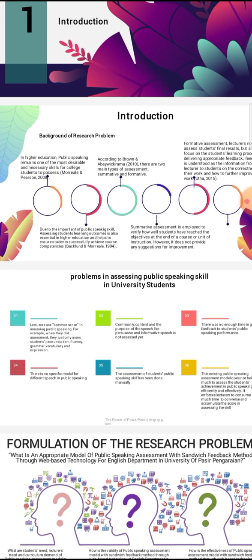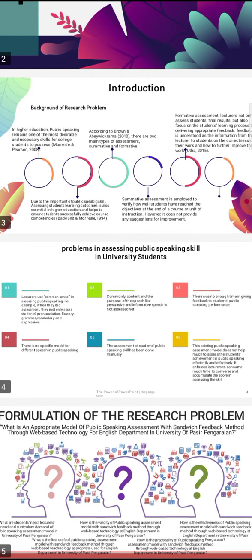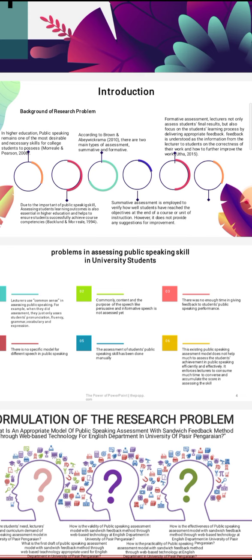According to Brown and Abeywickrama 2010, there are two main types of assessments, summative and formative. Summative assessment is employed to verify how well students have reached the objective at the end of the course or unit of instruction. However, it doesn't provide any suggestion for improvement. In formative assessment, lecturers not only assess students' final results, but also focus on students' learning process by delivering appropriate feedback. Feedback is understood as the information from the lecturers to the students on the correctness of their work and how to further improve the work.